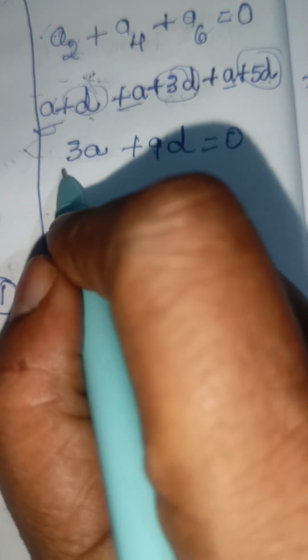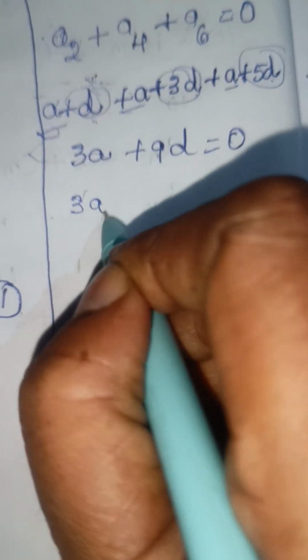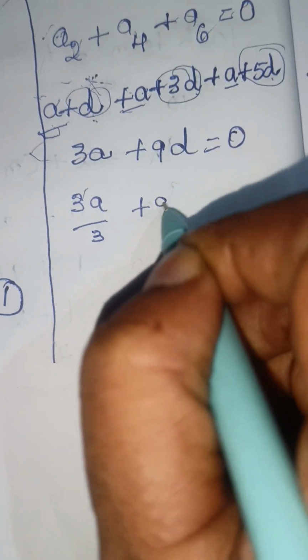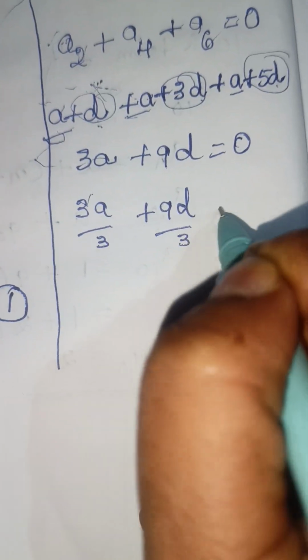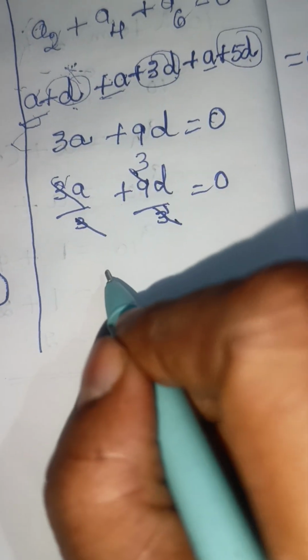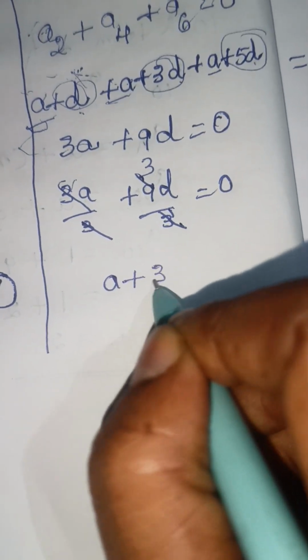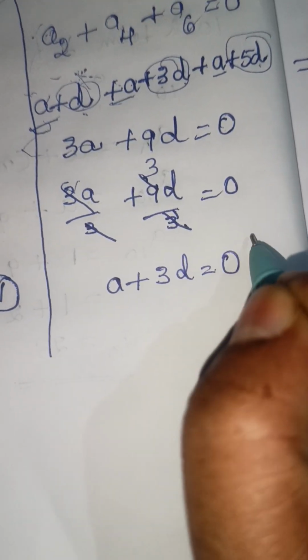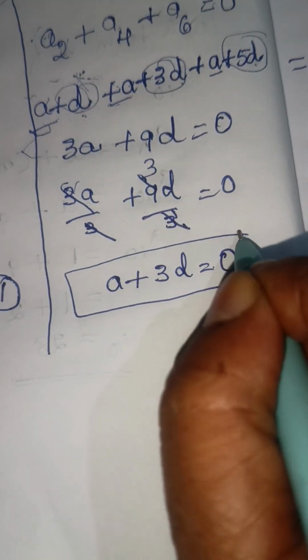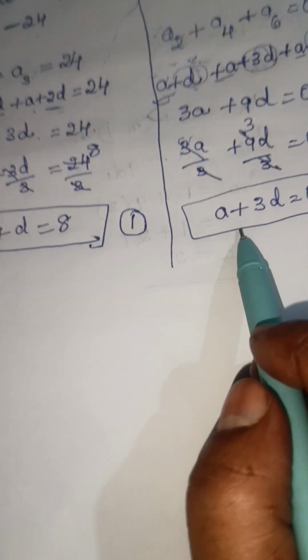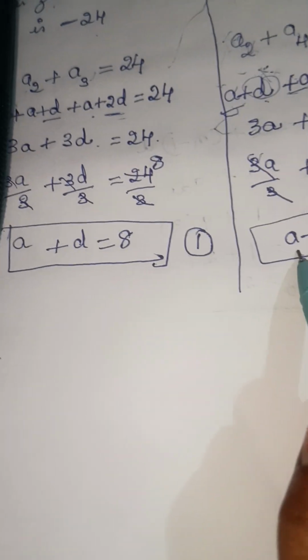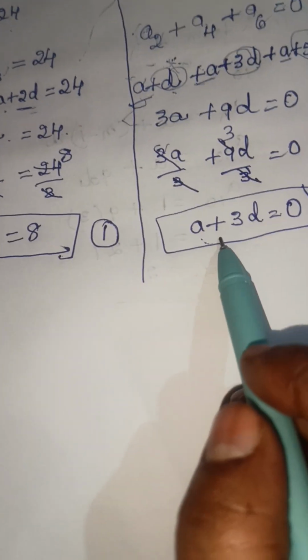So you can divide throughout by 3. So 3A by 3 plus 9D by 3 equal to 0. So further, 3 1s are 3, 3 3s are 9. You get A plus 3D is equal to 0. This is equation 2. Now since you have got 2 equations, either you can go for substitution method and simplify or you can go for elimination method.